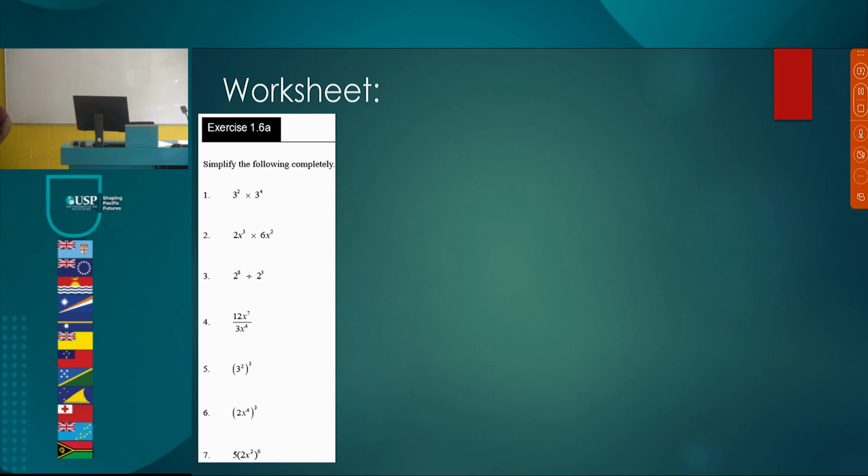So question 1. 3 squared times 3 to the 4, what do you get? Simplify it. What do we do? We're multiplying them and the bases are the same. What do we do here? Add the powers. So that gives us 3 to the power 6. Question 3. 2 to the 8 divided by 2 cubed. What do we do to the powers? Minus, so we get 2 to the power 5.